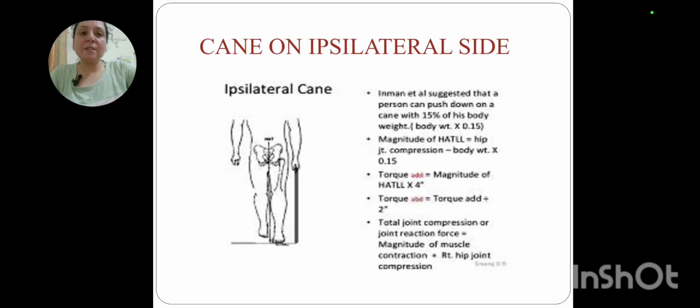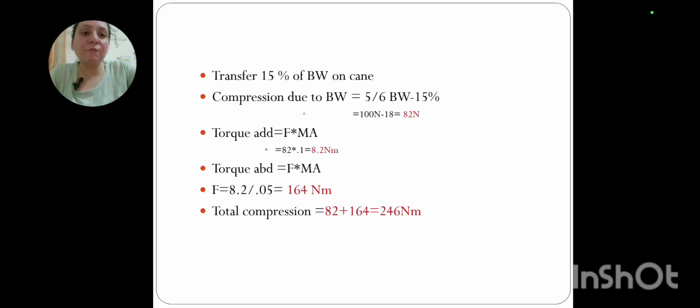So this happens. What do we recommend? We recommend using a cane. Now the question is whether the cane is on the same side or on the opposite side. We will see the joint reaction forces here. If we are using a cane, the transfer of 15% of weight will be on the cane. So now the joint compressional force by the weight is 5/6 of the body weight minus 15%, because the 15% has been transferred to the cane. We know that 5/6 of the body weight is 100 minus 18, that is 82 Newton.